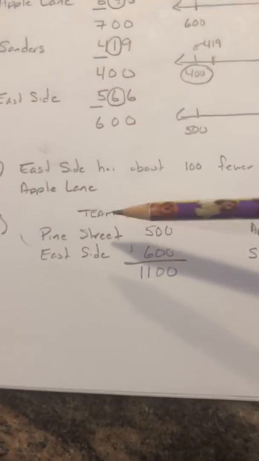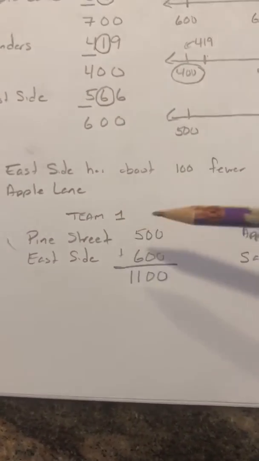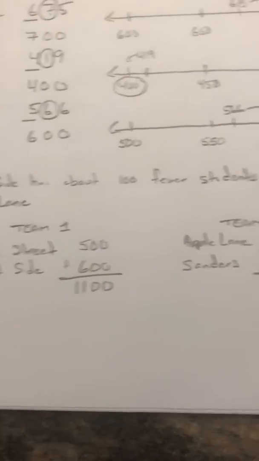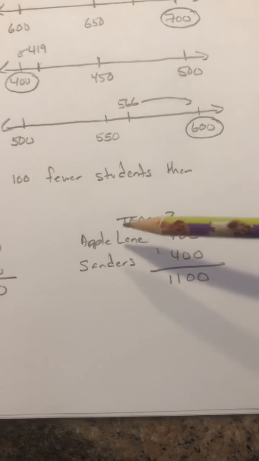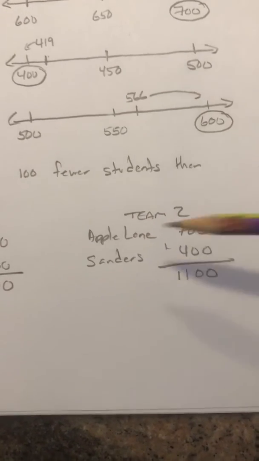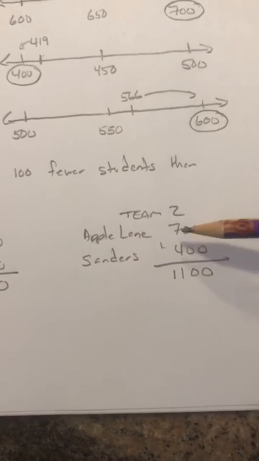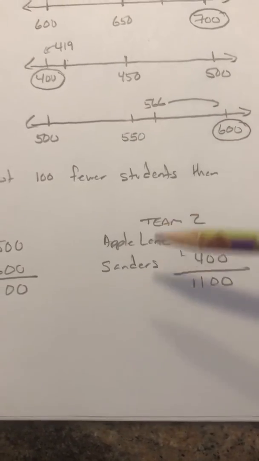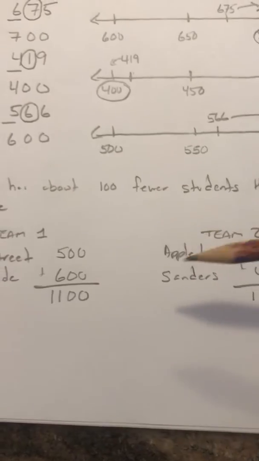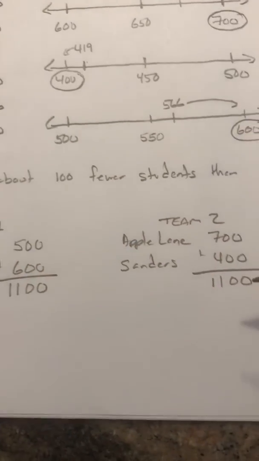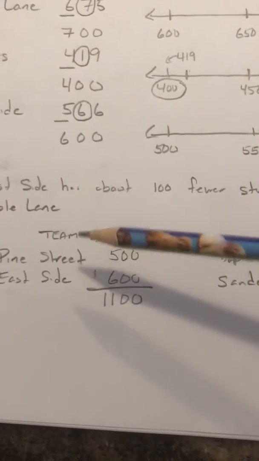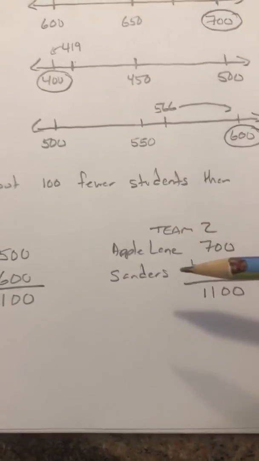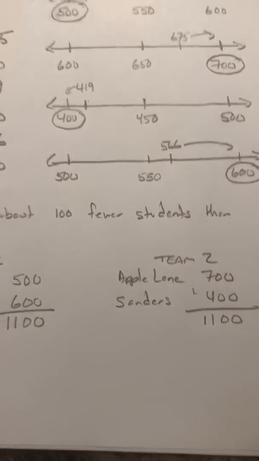So team 1, if I put Pine Street and East Side together, 500 plus 600 is 1,100. And if I do team 2, Apple Lane with 700 and Sanders with 400, that also gets me to 1,100. And again, this is just an estimate. So if we were to look at this, they're going to have about the same amount of students. So again, your choices in this case can be Pine Street and East Side would be one team, and Apple Lane and Sanders would be another team.